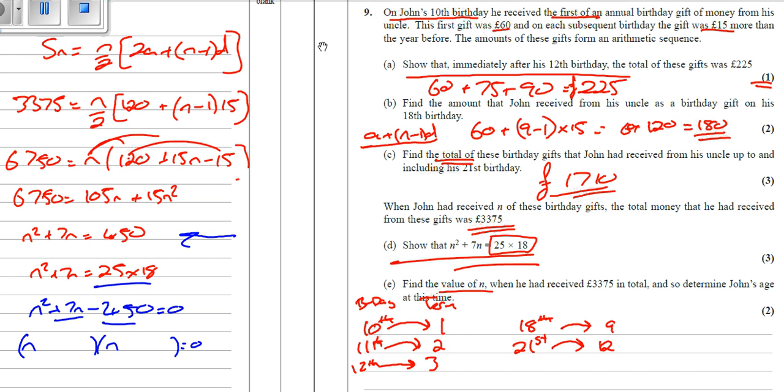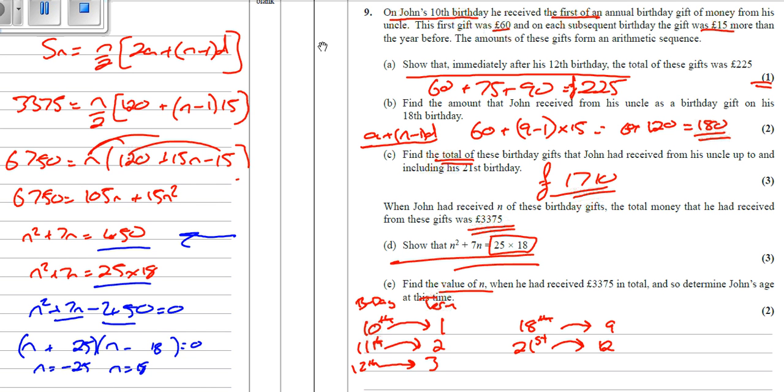Now here, 25 times 18 equals 450. So 25, 18, and we want to make plus 7n, so that's going to be plus 25 and minus 18. The 2 solutions are n equals minus 25, n equals 18.